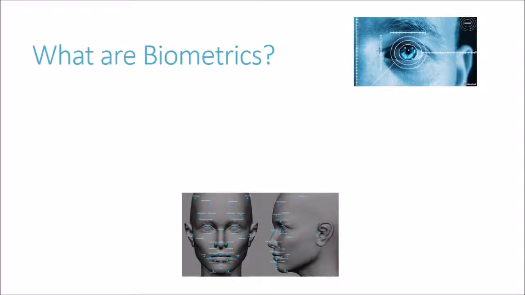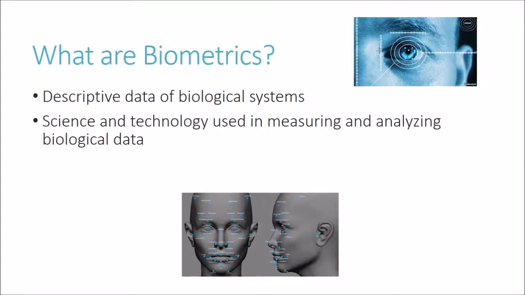First, what are biometrics? Biometrics are simply descriptive data associated with biological systems. Biometrics involve science and technologies that are used to measure and analyze such data using statistical and pattern recognition techniques. Biometrics have been used throughout the 20th century to broadly apply to any biological system. For example, biometrics have historical uses in agriculture, where it was used to analyze wheat harvest yields.